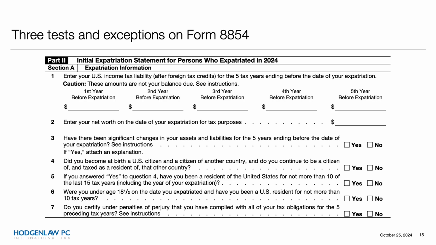And this is what those 3 tests and the exceptions look like on Form 8854. Line 1 of Part 2, Section A is the tax liability test. Line 2 is the net worth test. Line 3 is something else we're going to talk about a little bit later. And then lines 4, 5, and 6 cover the 2 exceptions, the dual citizen at birth or under age 18 and a half when you expatriated. And then line 7 is the certification test.